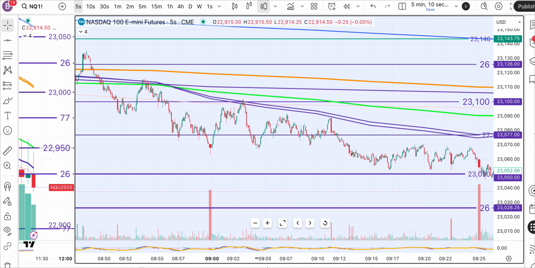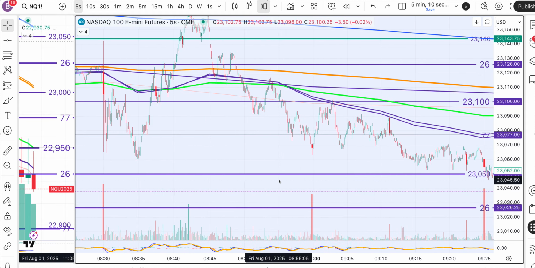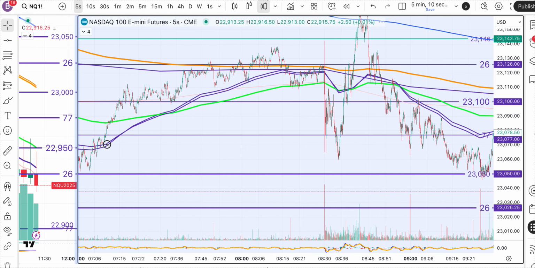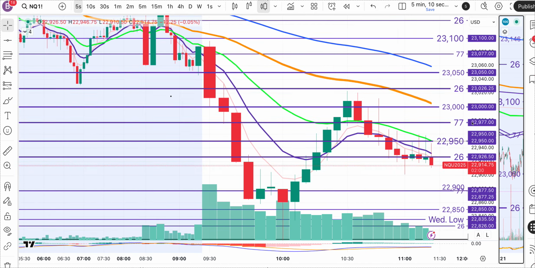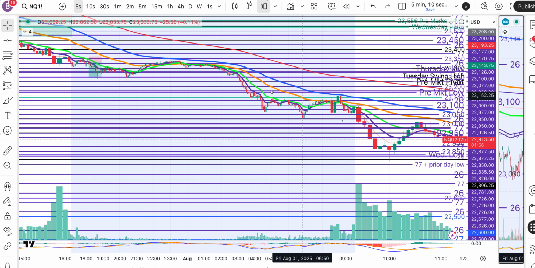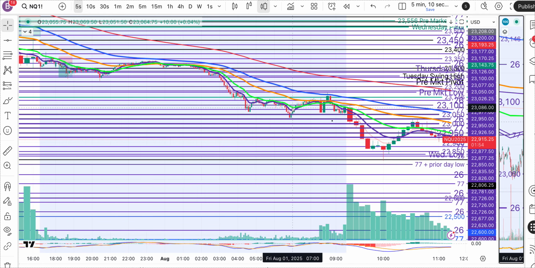This is the NASDAQ 100 E-mini futures, and I took a few trades on this morning. My bias was definitely to the downside. We've been selling pretty much all night. A lot of selling going on, as you can see here in the New York session, as well as the overnight session here in light purple.